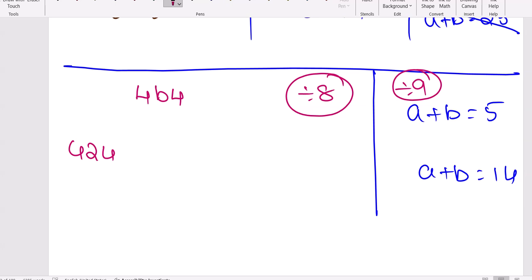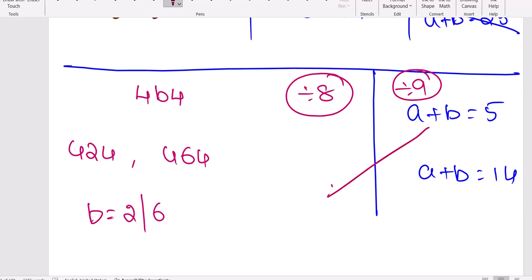Then 434, 444, 454 no. 464 is okay. 464 is divisible by 8: 8 fives are 40, then 6 remainder, 64, and 8 eights are 64. So b can be 2 or 6. If b is 2, a is 3, this is one possibility.